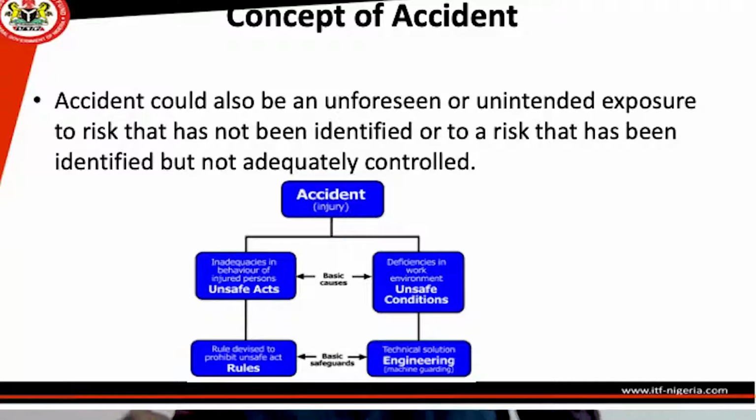And we need to look at the concept of accident, because it is the hazard that will lead to accident if care is not taken. There are two major points to consider here. We want to look at the unsafe act and the unsafe condition. Every unsafe act is the undesirable behavior of an individual in an environment. Those are the ones we classify as unsafe acts.